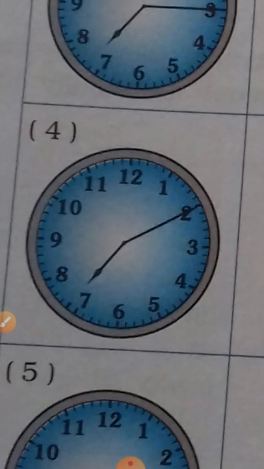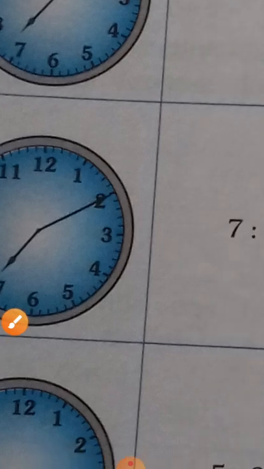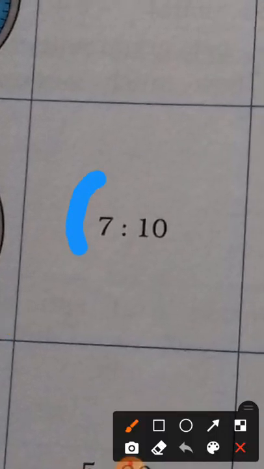Here also see, after 7 we can see the hour hand, and the minute hand is on 2. So we have to speak the table of 5 till 2, because from 12 to 1 is 5 minutes and 1 to 2 is another 5 minutes. Total how many minutes? 5 plus 5 is 10. So when the minute hand is on 2, we speak the table of 5 till 2, which means 5 twos are 10. It's 7 o'clock and 10 minutes. Yes, here it's 7:10. So we have to put a circle on it.